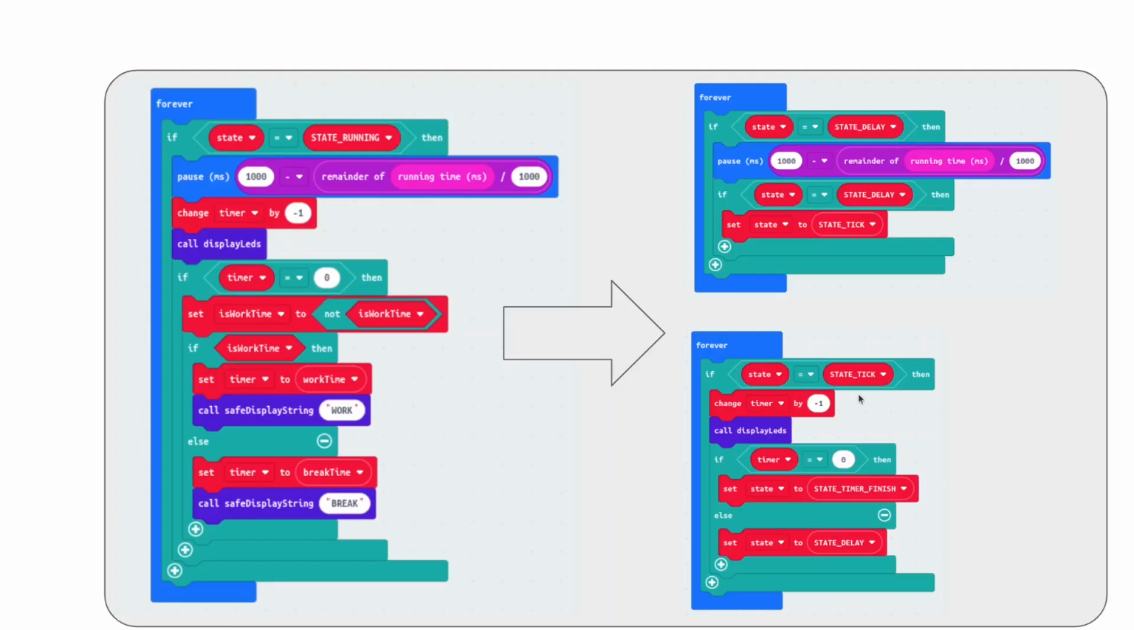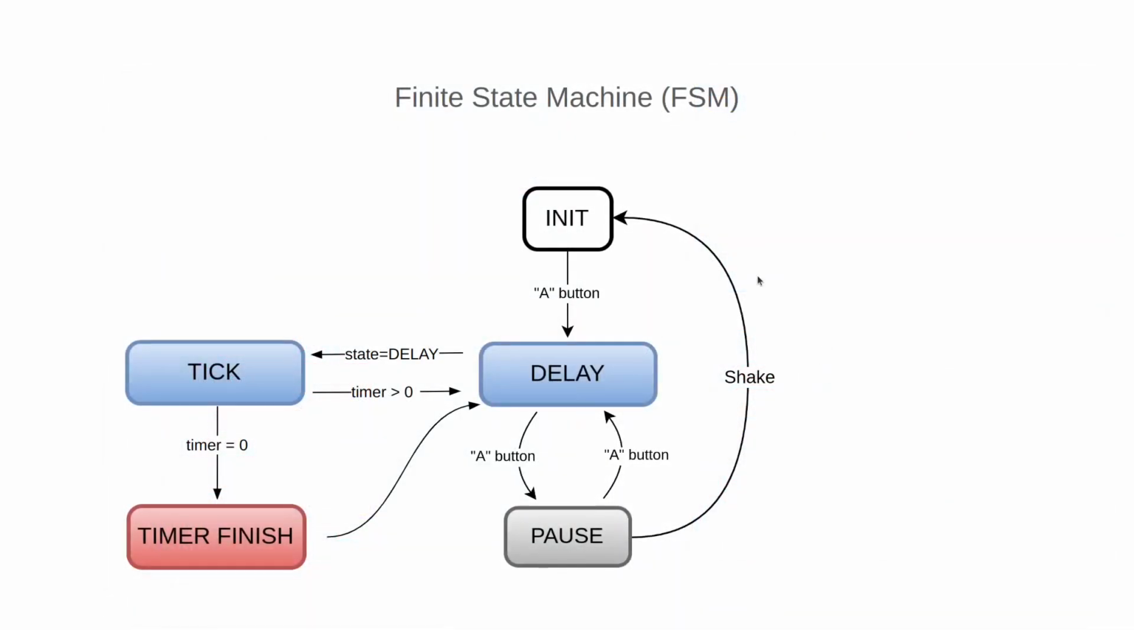And after this pause block, if state is still equal to state delay, then we can go to state tick. And in our state tick, we are doing what we did before. So we are changing timer by -1, we are calling display LEDs, and then we evaluate if timer reached 0 or not. If timer reaches 0, then we go to new state, timer finish. Otherwise, we go back to state delay. And this is exactly in line with what we have in our new diagram for the finite state machine.